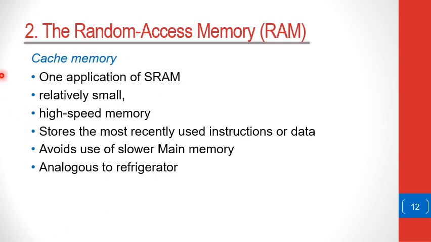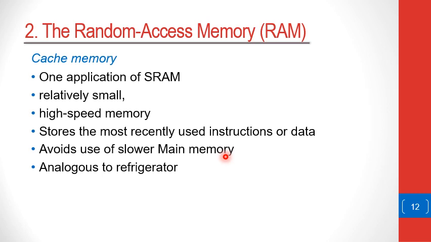Another type of memory which is of interest is called cache memory. Cache memory is one common application of SRAM, and it is normally a relatively small high-speed memory unit which stores the most recently used instructions or data, and it's just meant to avoid the frequent use of main memory, which is much slower. The cache memory is analogous to the case of a refrigerator to a supermarket.